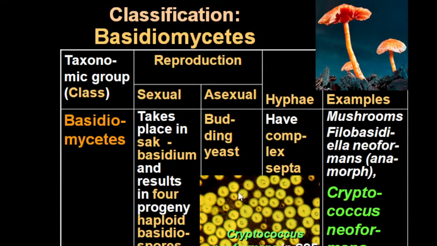So the next group is Basidiomycetes. And they again have both sexual and asexual ways of spore production. The sexual takes place again in a sac-like structure, the basidium, and the result will be four progeny haploid basidiospores. An asexual way of spore production occurs in the form of budding yeasts. And usually hyphae have complex septa.